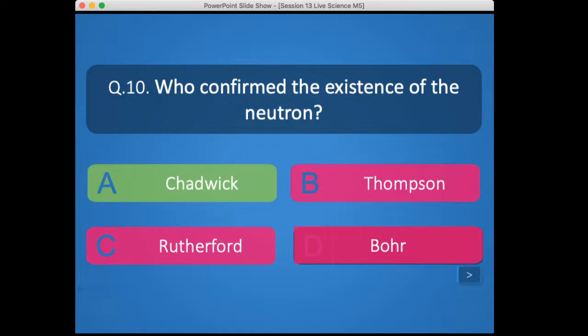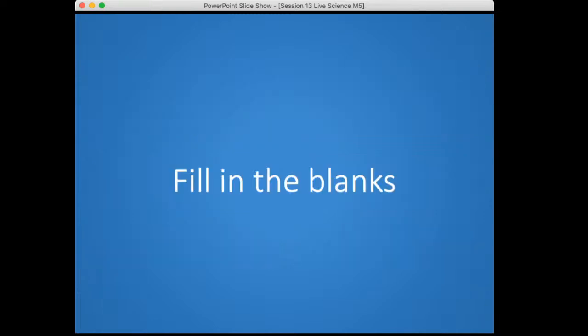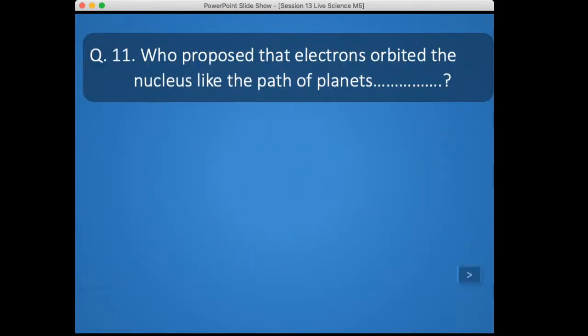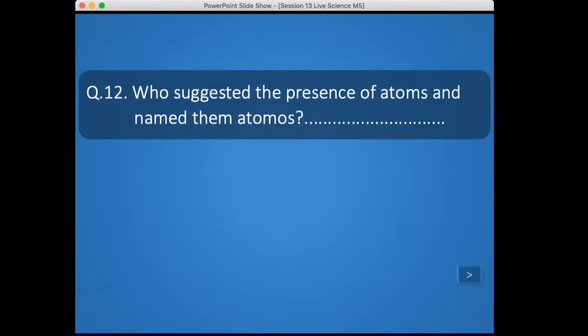Question 11. Fill in the blanks. Who proposed that electrons orbited the nucleus like the path of planets? Was it Rutherford? Was it J.J. Thomson? Who was it? No answer forthcoming because of time. Let me rush. Try and figure out that one and then answer it for the next period.